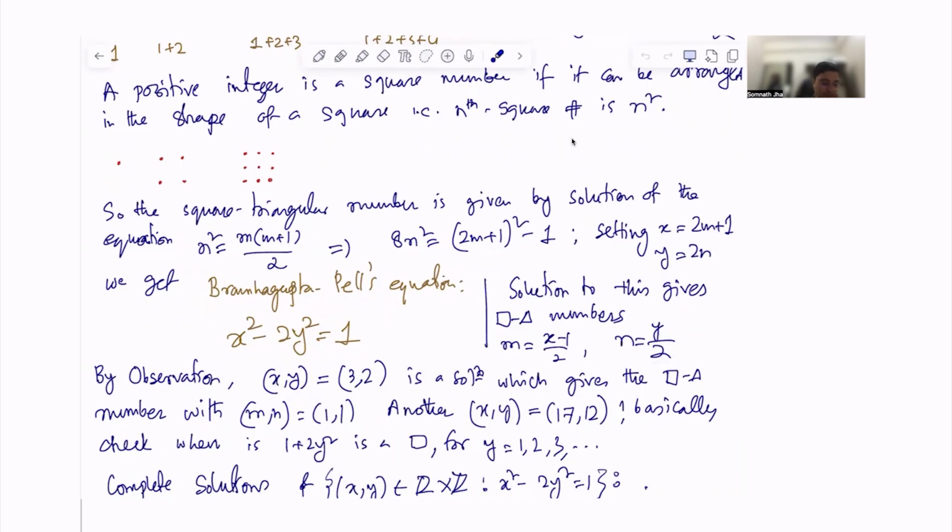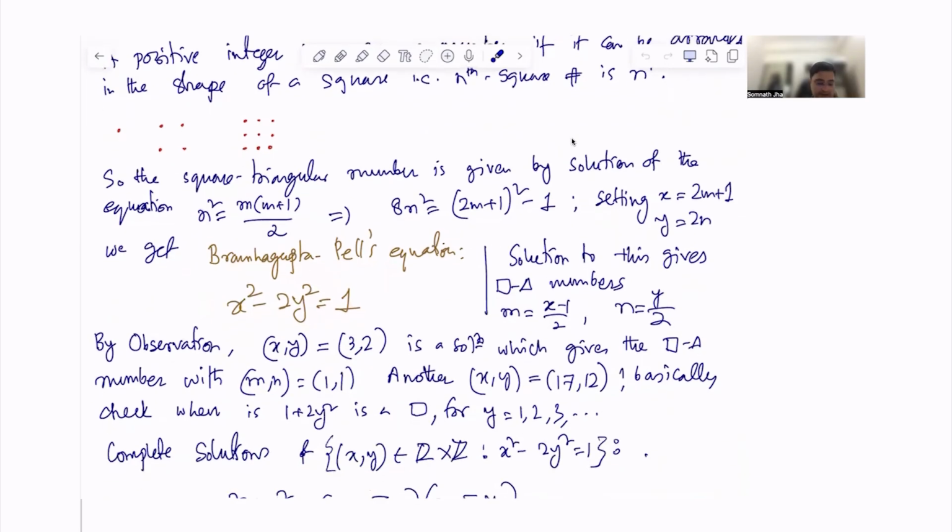So by observation, you see that 3, 2 is a solution, which gives the square triangular number with m, n equal to 1, 1. Another is 17, 12. And we checked how to get from 3, 2 to 17, 12. So basically, you check when 1 plus 2y square is a square, right? So for example, for y equal to 1, 2, 3, you check when this becomes a square.